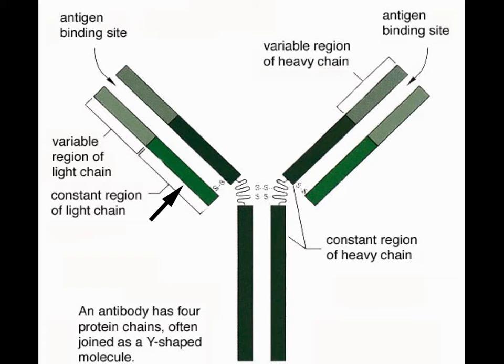So the variable regions are going to be just that. They vary in their three-dimensional shape. So, for example, a couple weeks ago I got over a really bad cold. And since I'm over it now, what that means is in my body I have antibodies that were produced during that infection that have a specific three-dimensional shape of their antigen binding sites that perfectly fit the antigens on the surfaces of the viruses that I was infected with a few weeks ago.